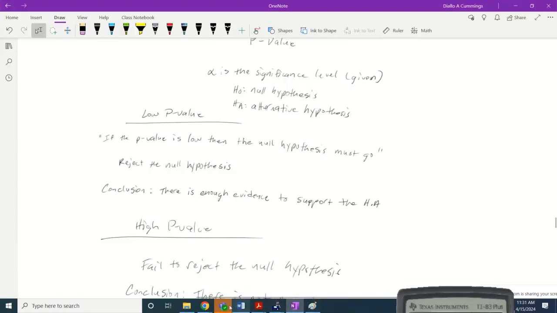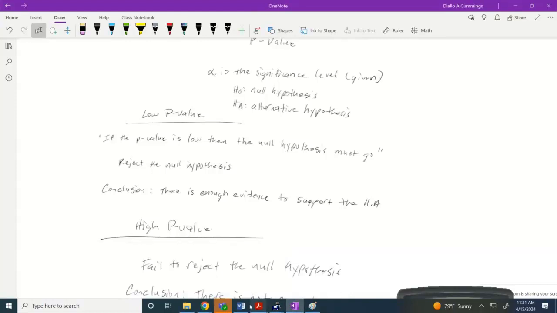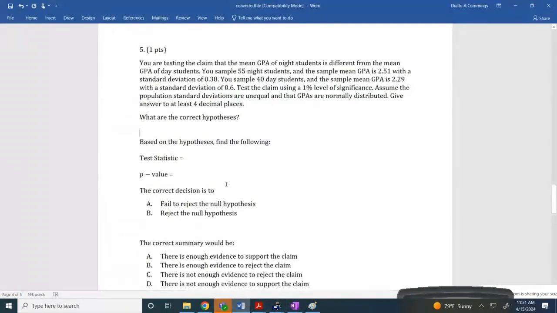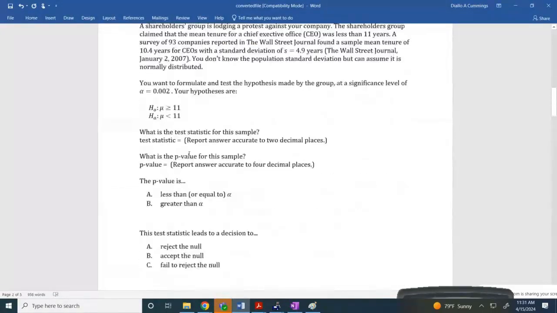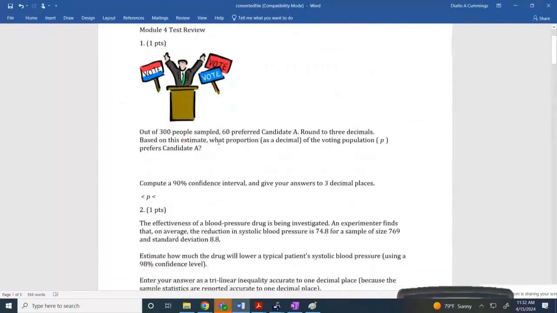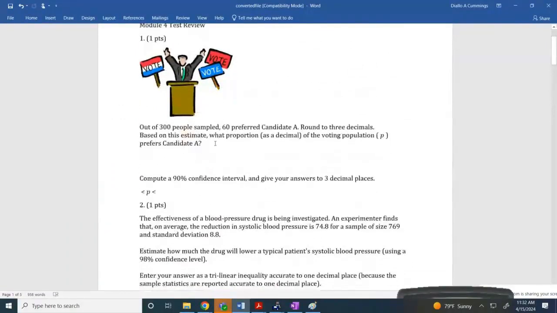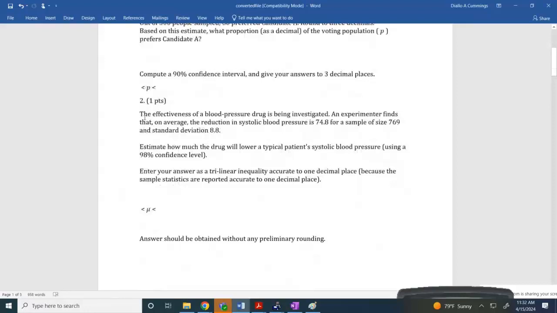Okay. All right, so let's take a look at the test review. Now, as far as the test review is concerned, the first couple of problems, the very first problem, it deals with a confidence interval. Okay, so we're going to take a look at number one. We're going to revisit that. Okay, but we're going to start with 2 through 5, and then we're going to come back, kind of dovetail back to number 1.